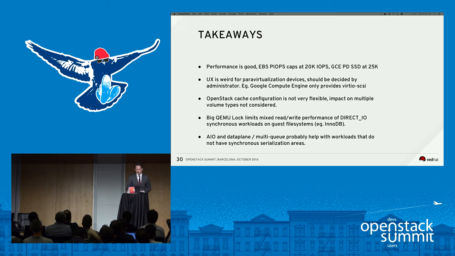The OpenStack cache configuration is not very flexible right now. And the impact on multiple volume types didn't seem to be considered, and I think that's just the organic way that it's grown, right? It used to be perfectly sensible when it was Nova and just Nova volume, and we've outgrown that, and we probably just need to adjust to that.